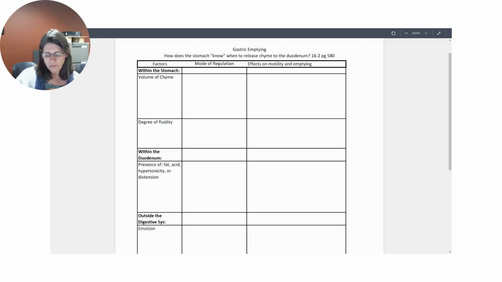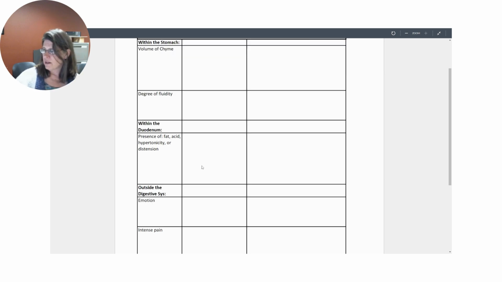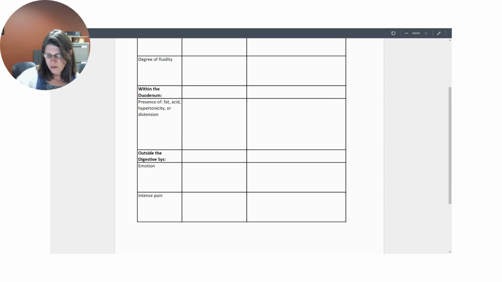Okay? But we could have other things that are occurring here. Let's see. Yeah. Emotions. Oh, yeah, I have that on here. Your emotions can actually affect your digestion, the gastric emptying. So that's why it's under here, outside of the digestive system.